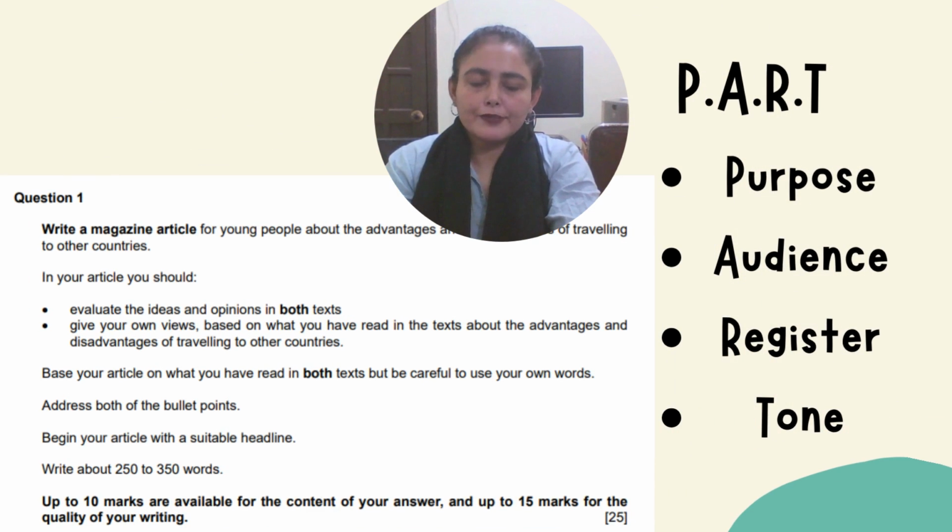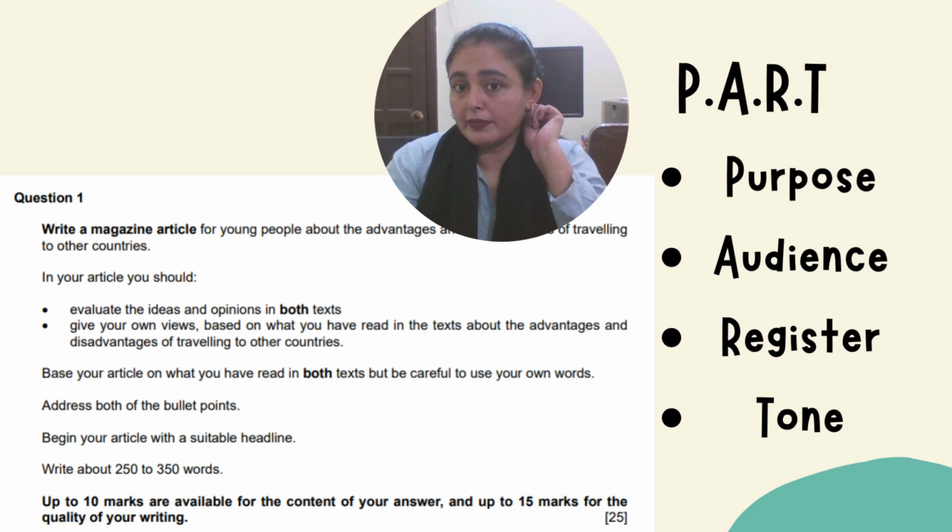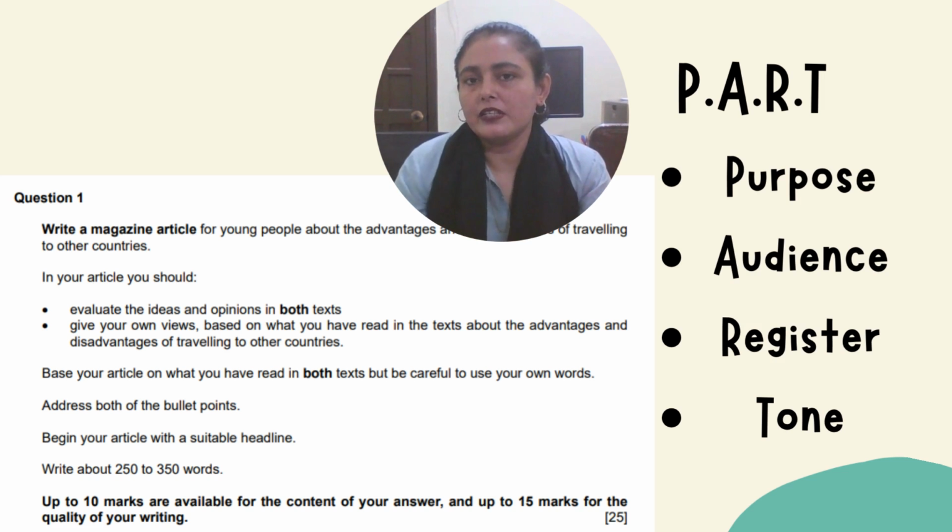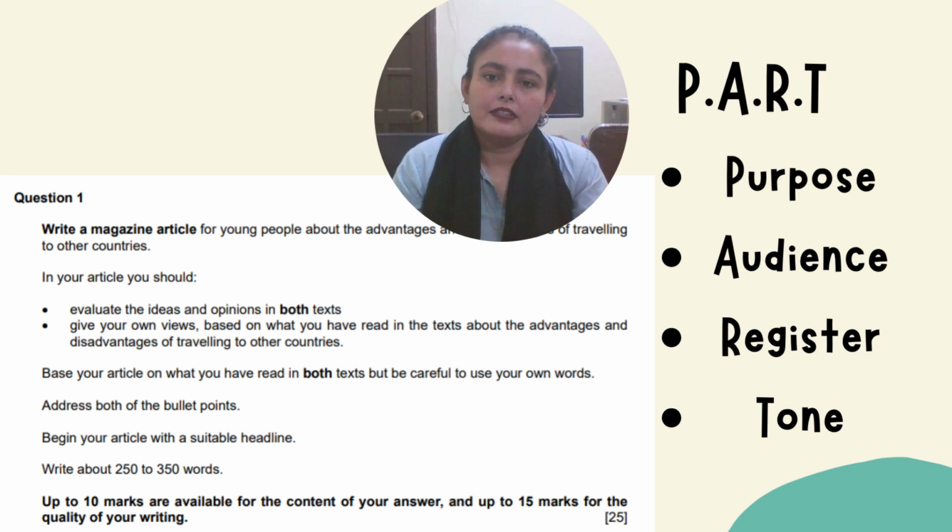So this is a snapshot I have taken from the specimen paper 2024, and it goes here. The question is about the magazine article, and the bullet points which we have to cover. The first bullet point says to evaluate the ideas and opinions in both texts.